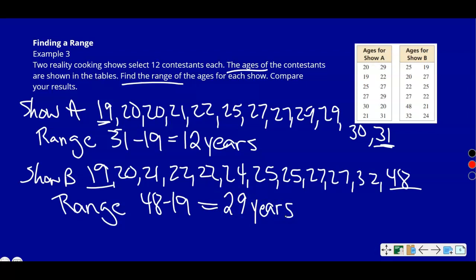All right, it says compare your results. All right, so the results are pretty similar, except this one has an outlier, which really skews the range. I say skew. The range is what it is, but it changes the result by quite a few years, having that one number that's much larger than all the others. So it really shows you that for show B, the range in ages is simply more spread out, at least when you include the 48.